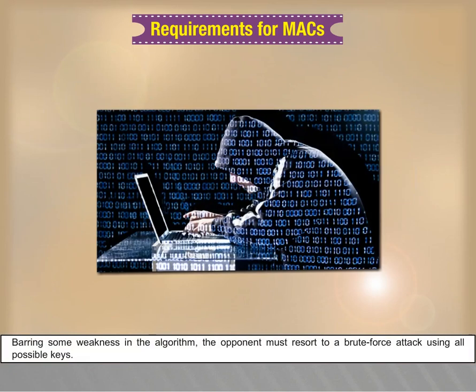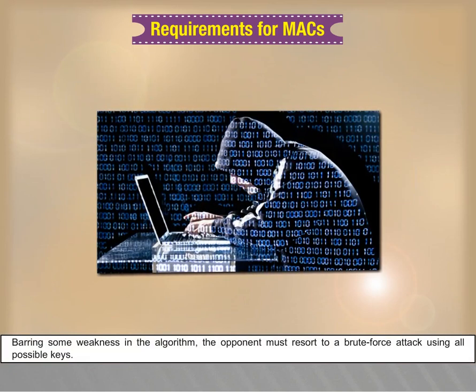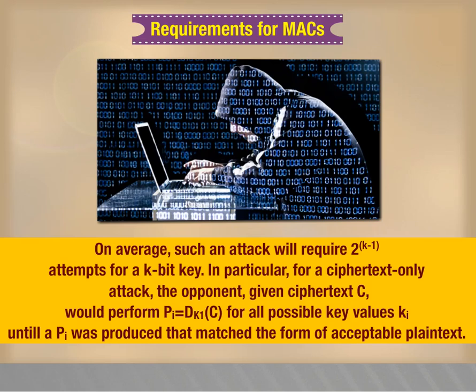Barring some weakness in the algorithm, the opponent must resort to a brute force attack using all possible keys. On average, such an attack will require 2^(k-1) attempts for a k-bit key. In particular, for a ciphertext-only attack, the opponent, given ciphertext C, would perform P_i = D_Ki(C) for all possible key values K_i until a P_i was produced that matched the form of acceptable plaintext.